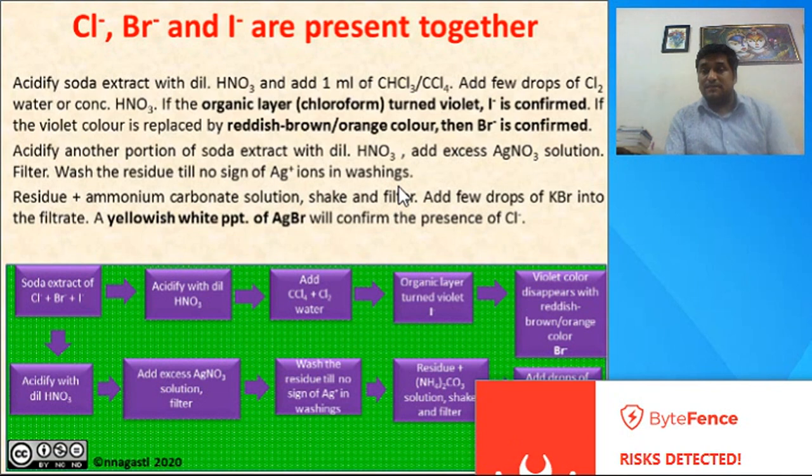Then you filter it. Take the filtrate. The filtrate contains the soluble form of silver chloride. Then add potassium bromide into it.